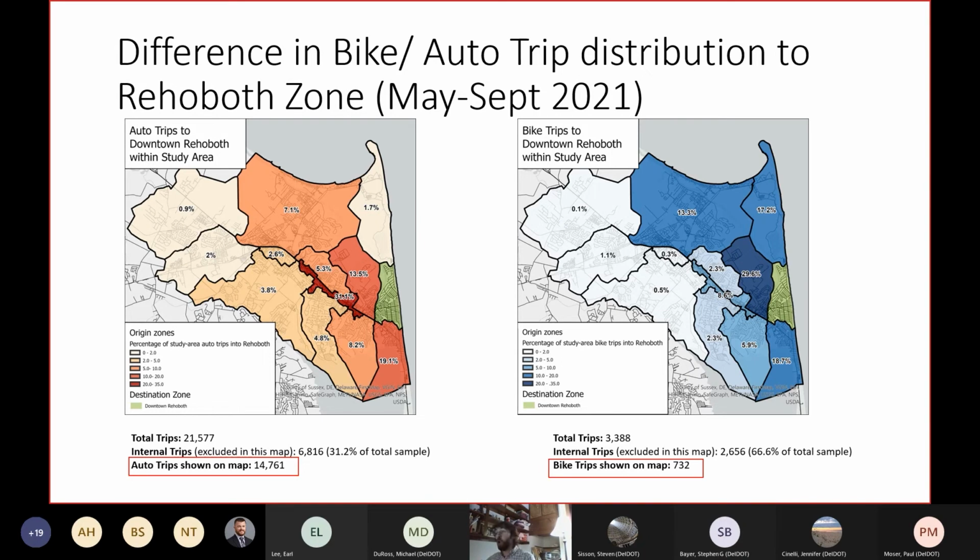So we did the same thing for Rehoboth. What does that look like? Even more interesting. Internal trips within Rehoboth were only 31% of the total sample size versus 50. So the auto trips leaving Rehoboth occur a lot more externally rather than internally compared to Lewes. Cycling is somewhat similar. Again, about 66% of the bike trips occurred internally to Rehoboth. But there are a lot more bike trips, given a much smaller size.